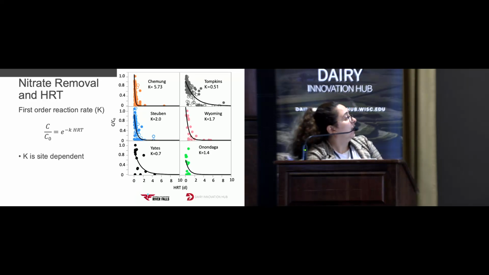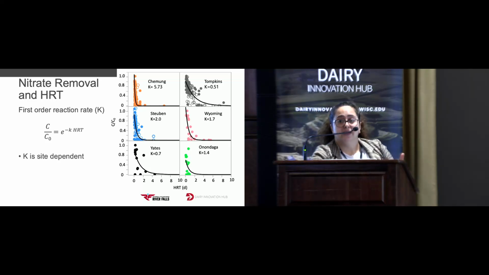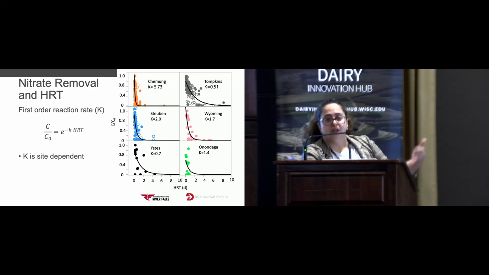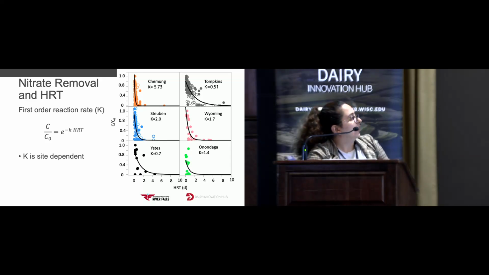So here are some examples. If we put the C/C0 on the y-axis and the HRT, the hydraulic retention time, on the x-axis, what can we come up with if you just use the first order reaction rate, right? Find the K potentially for these reactors. And you can see we can come up with various numbers of K, varying from 0.51 to 5.73. So in some of the sites, we have very high reaction rates. In some others, we have a very slow reaction rate. So it would be really hard to come up with the criteria that we want to come up with.